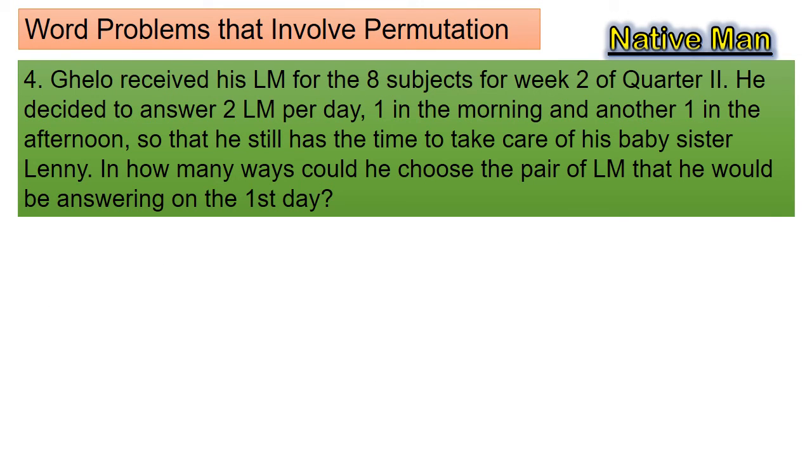Okay, number 4 po tayo. Jello received his LM or learning module for the 8 subjects for week 2 of quarter 2 or second quarter. He decided to answer 2 learning modules per day, one in the morning and another one in the afternoon, so that he still has the time to take care of his baby sister, Lenny. In how many ways could he choose the pair of learning modules that he would be answering on the first day?